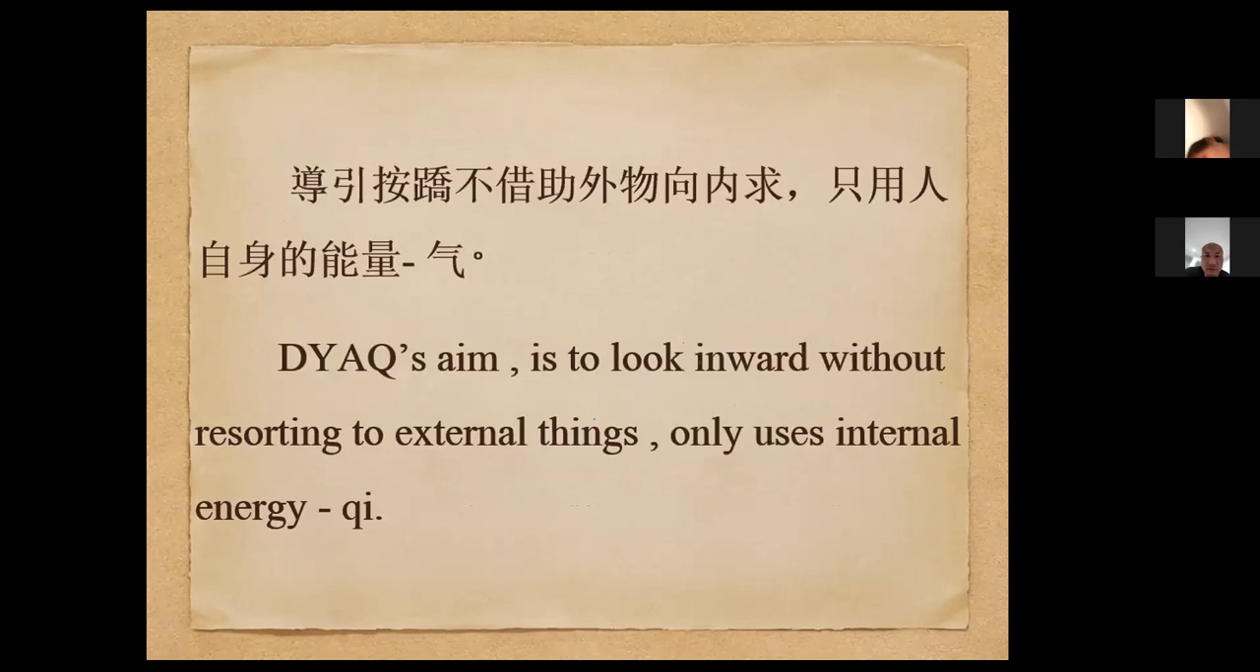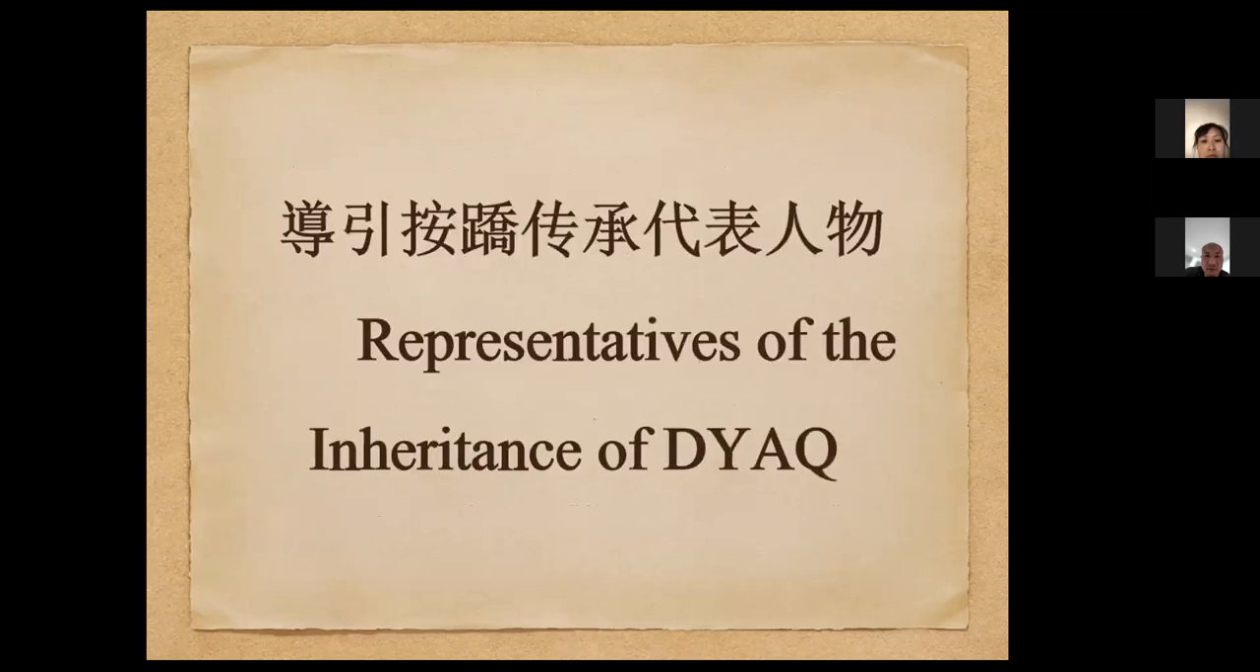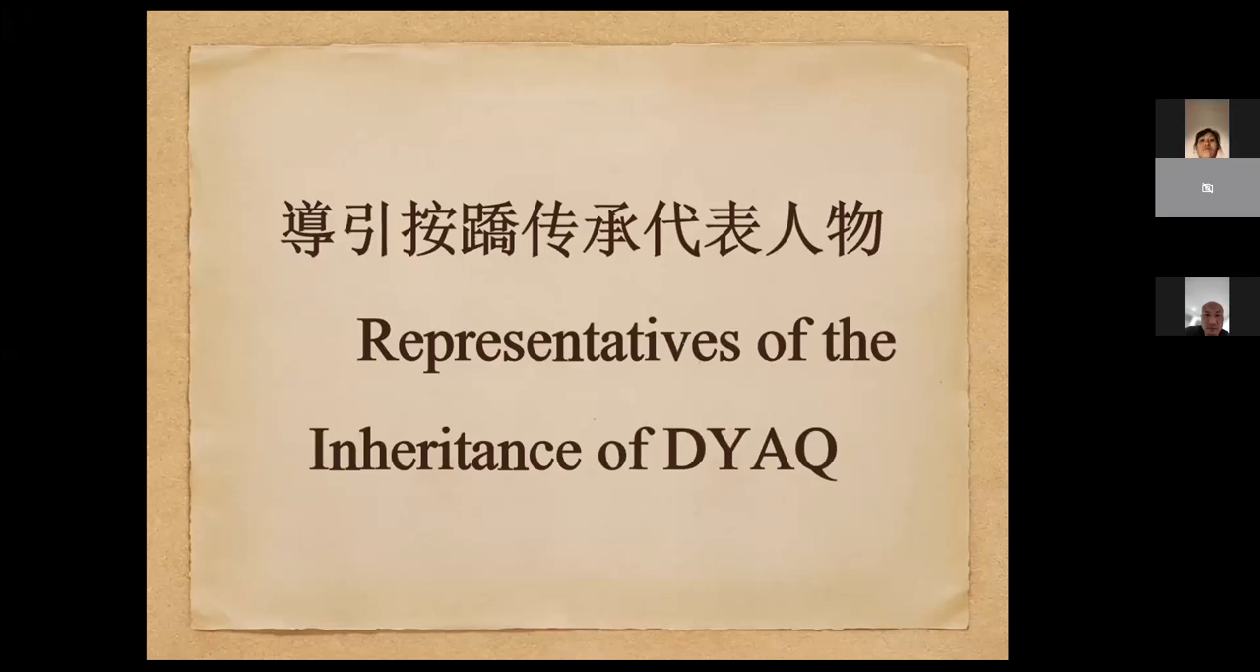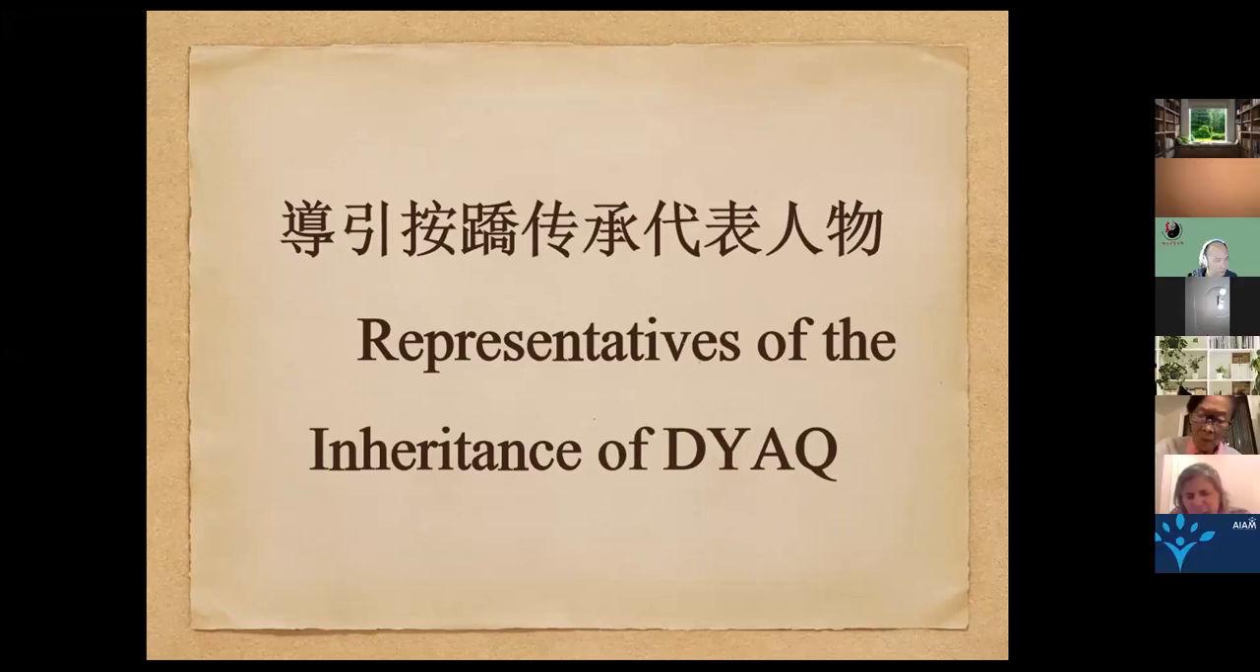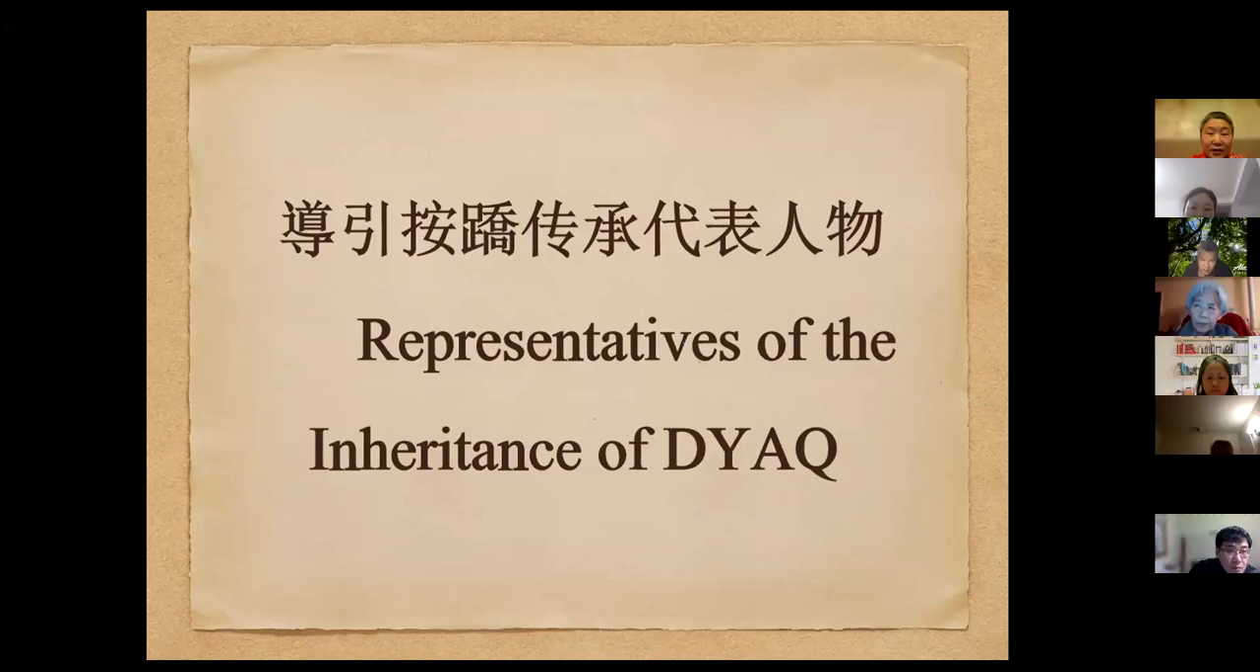Only use internal energy. The qi is very important. So in 导引按跷 we use our own energy. Qi is... This is the difference between 导引按跷 and the other four methods.